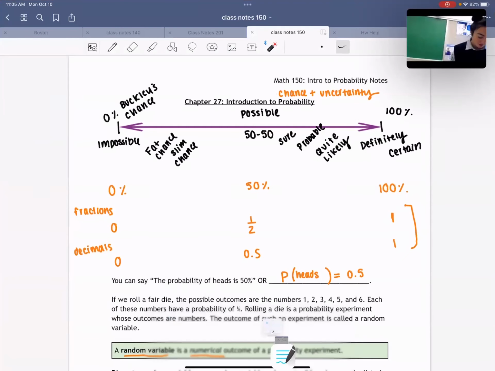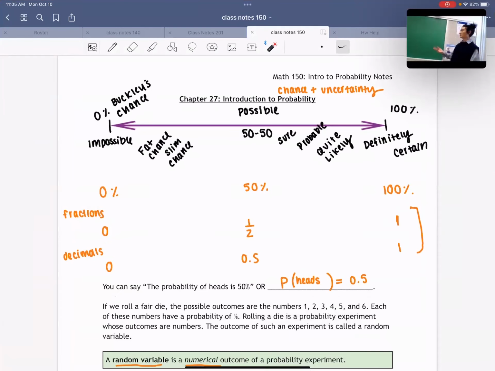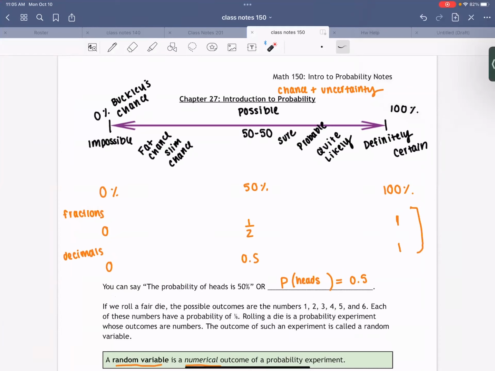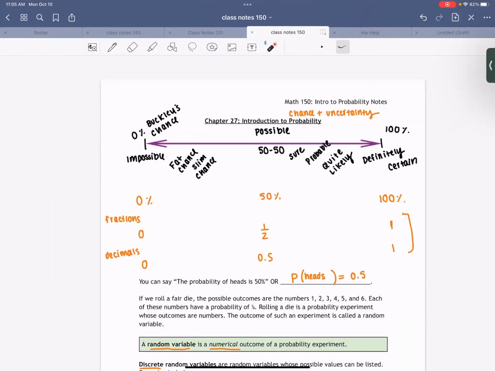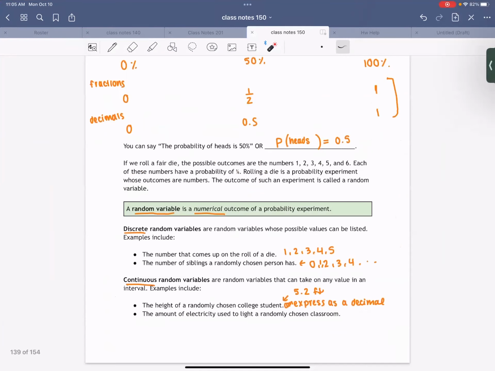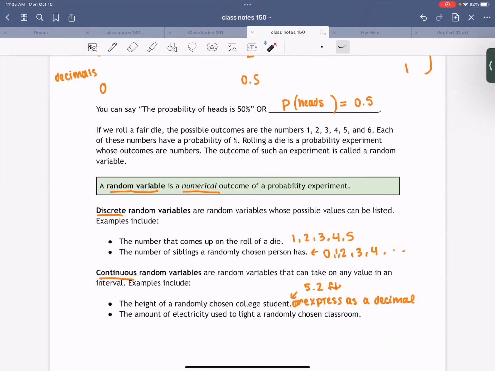Okay, we talked about probability, like flipping a coin, measuring the likelihood of getting a certain result. We went through a lot of different types of terms. We talked about random variables, and we had two types of them, the discrete and the continuous.